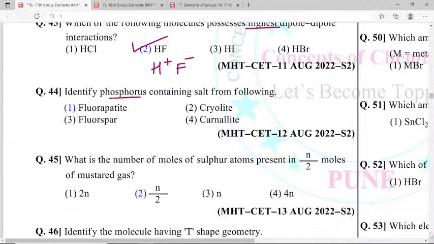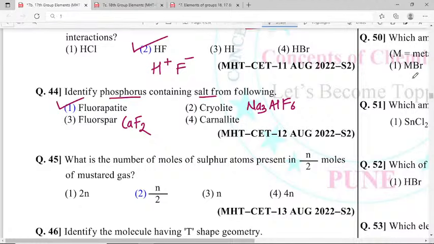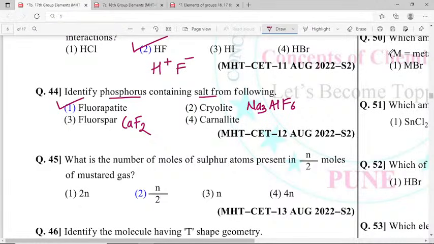Identify the phosphorus containing salt. Fluoroapatite. Fluoroapatite is the phosphorus containing salt. Fluorospar, CaF2. Cryolite, Na3AlF6. Carnallite is sodium chloride, potassium chloride, magnesium sulfate, 6 hydrate, 10 hydrate. Get it?